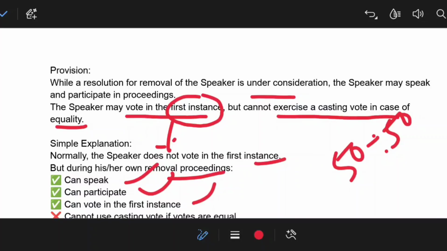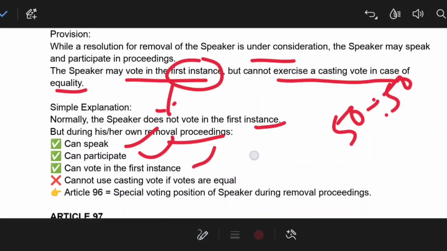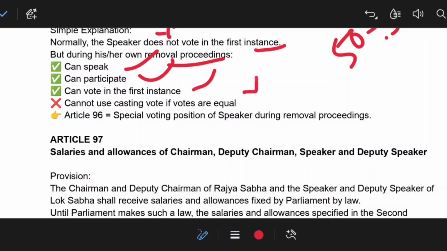But this power is not available to the chairman. I have already discussed it. Clear? Now, the speaker cannot use a casting vote in that situation. I have discussed it. So Article 96 is about a special voting position of the speaker during their removal.